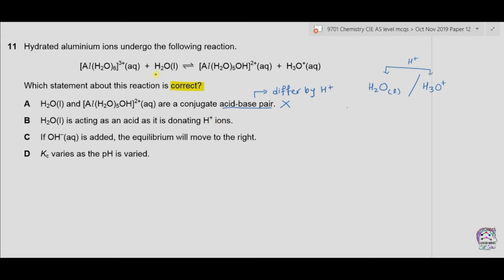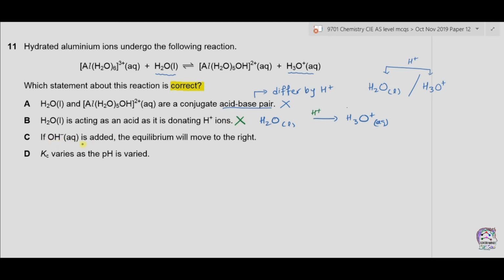In the chemical reaction, we can see that H2O liquid converts into H3O positive aqueous. So whenever H2O liquid converts into H3O positive aqueous, it means it is gaining an H positive ion. So H2O is actually accepting H plus, therefore H2O is not an acid, it will behave as a base. So this is also incorrect.